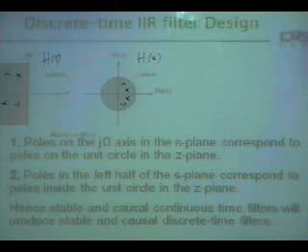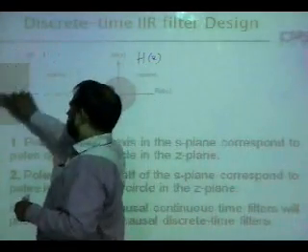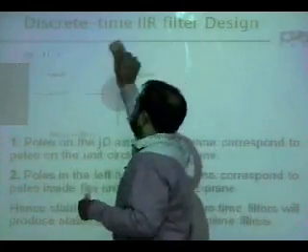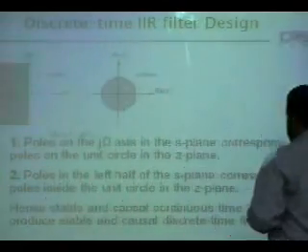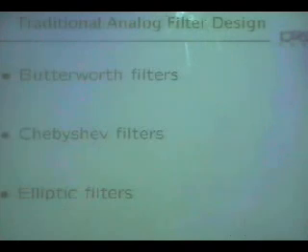Obviously, if there is a pole on the j omega axis, it will be on the unit circle, and so on. So we covered this, and this will ensure that a stable and causal continuous time filter will result in a stable and causal discrete time filter. So this transformation will ensure this point.